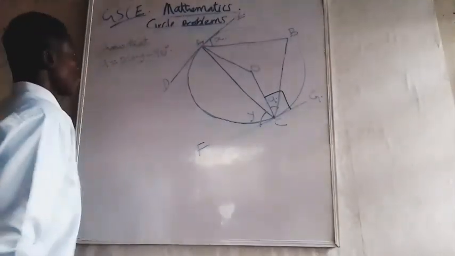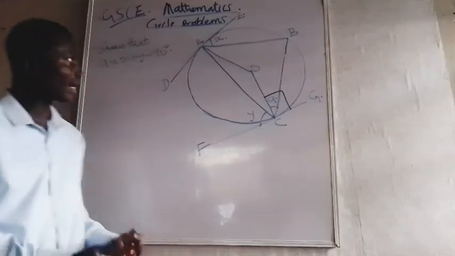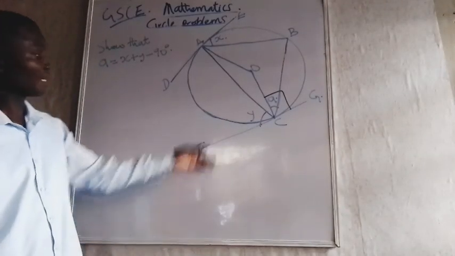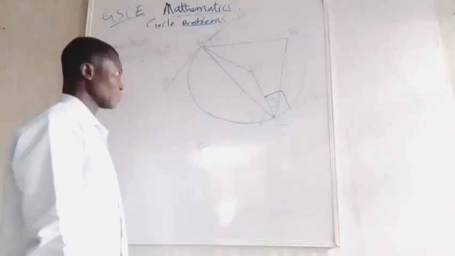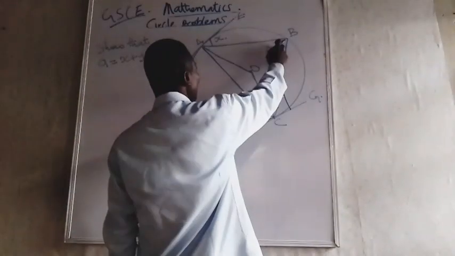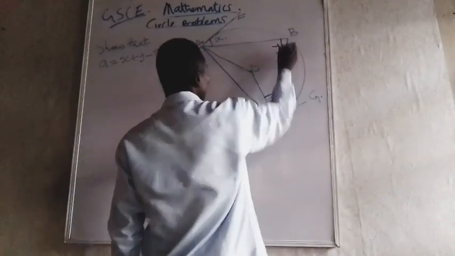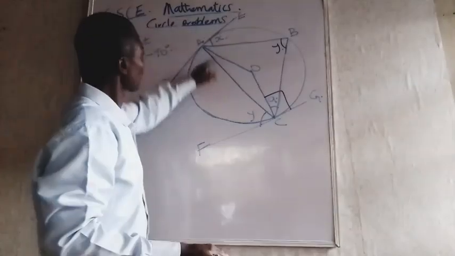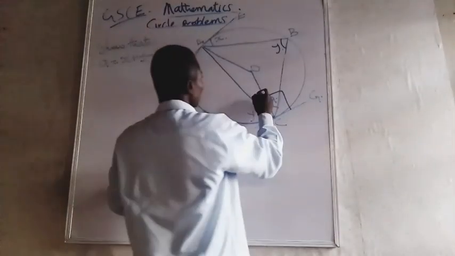That one is gone. Now, we know from the angle in alternate segment perspective that y and this place will be equal. This place should be equal to this.